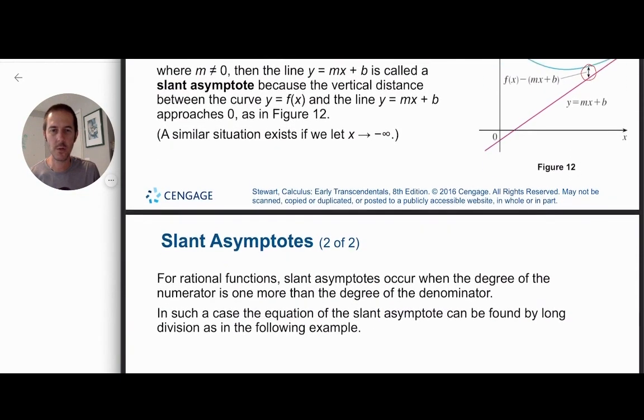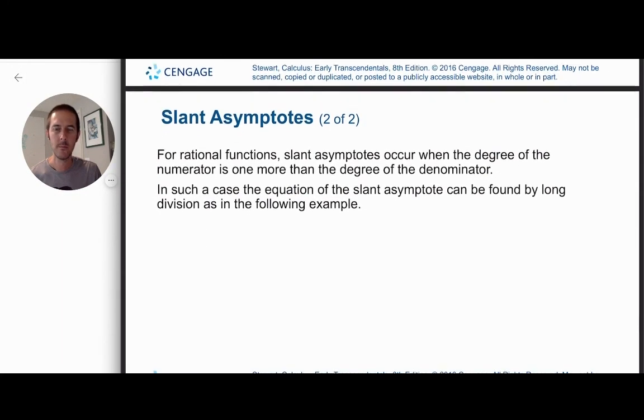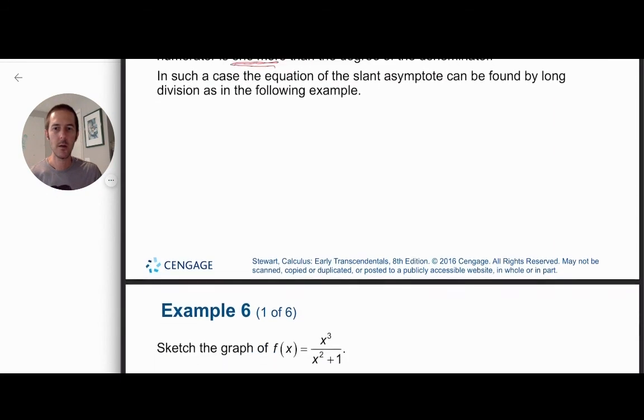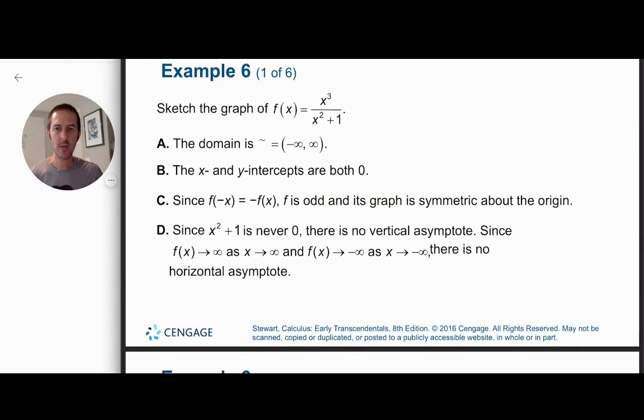A similar situation happens if we're heading out toward an x value of negative infinity. As a reminder, if you're working with a rational function, a slant asymptote happens if the degree of the numerator is 1 more than the degree of the denominator. 1 and only 1. And you can then find the equation of the slant asymptote by doing a long division. And here in this next example, we won't go into it in as much detail, but there are some little nuances that I do want to mention here.